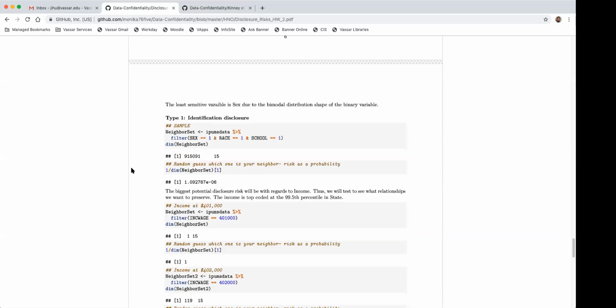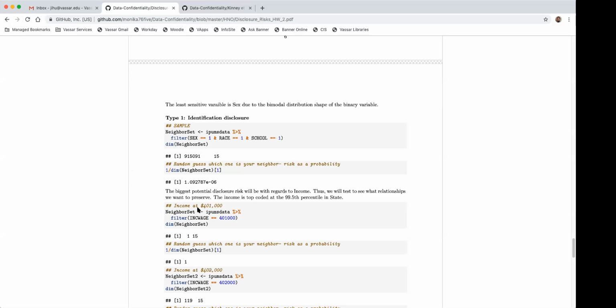Then to go through identification disclosure, from our first lecture slide, I took the filter function and looked at the dimensions of what it would look like if I were to know, let's say, the sex is 1, which is male, the race is 1, which is white, and the school equals 1, which is the school attendance. That means they're currently in school. And so I looked at the probability of being able to discover that one individual.